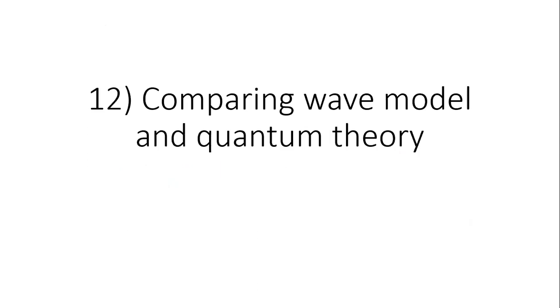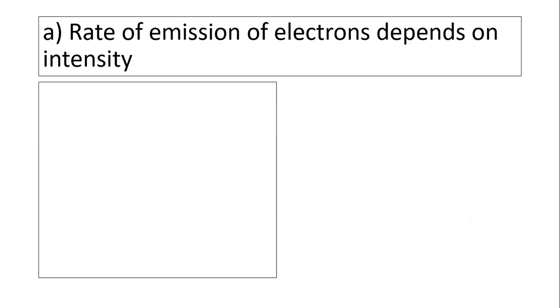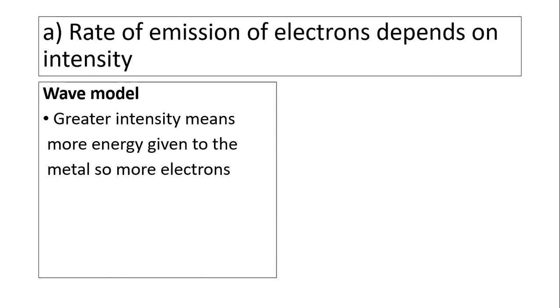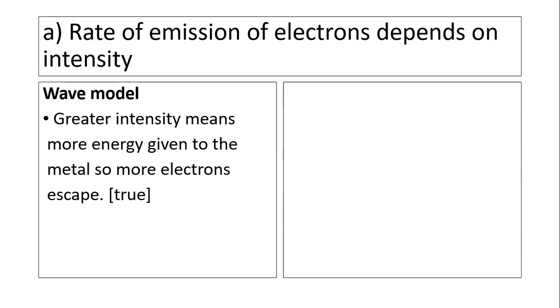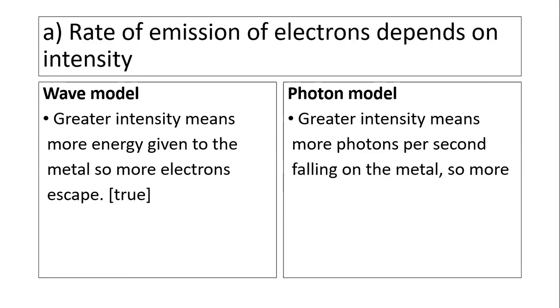Okay, let's summarize, comparing the wave model and quantum theory. The rate of emission of electrons depends on intensity. Greater intensity, greater emission. Wave model: greater intensity means more energy given to the metal, so more electrons can escape, which is true. Photon model: greater intensity means more photons per second falling on the metal, so more electrons released per second, which is true.